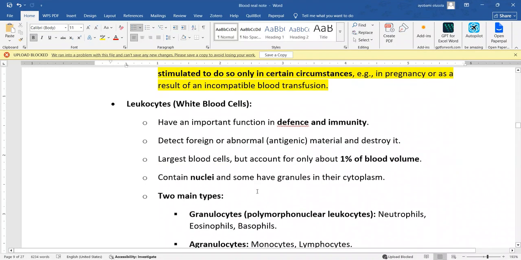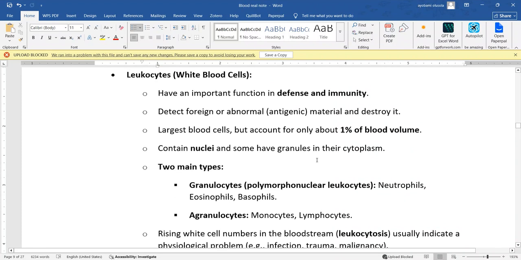Now, let's go to white blood cells. White blood cells, otherwise known as leukocytes, are very important for defense and immune function. I think this should be defense and immunity. What they do is detect foreign or abnormal antigens and destroy them.